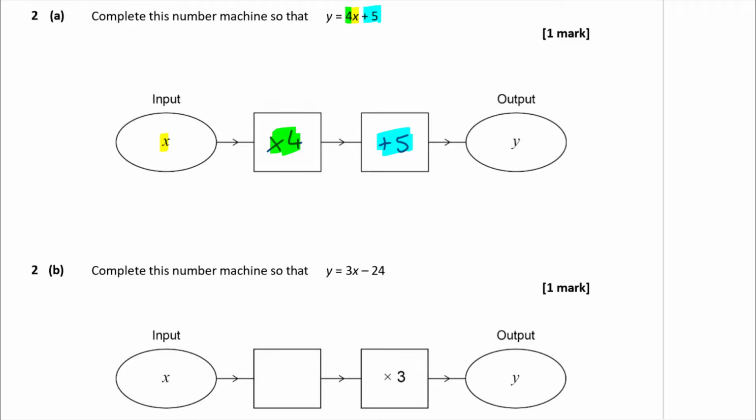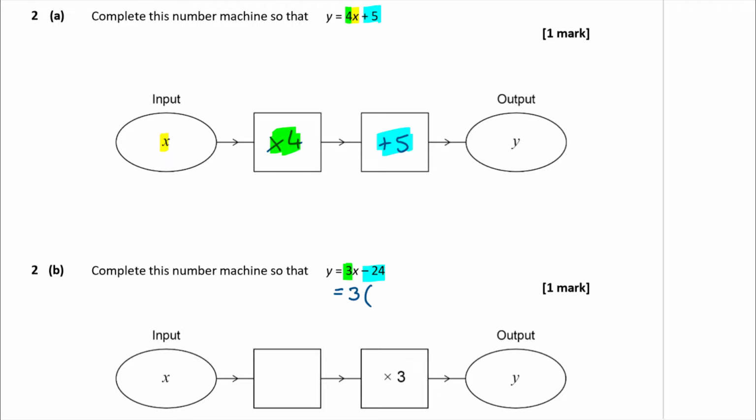Part 2 says complete this number machine so that y equals 3x minus 24. Now at the moment they've put the 3 there, haven't they, at the end? When normally if I wanted to do y equals 3x minus 24, I'd have to do the same thing, wouldn't I? I'd have to times by 3 first and then subtract the 24. But seeing the minus 24 box is already occupied, I'm going to have to do it a slightly different way. I think what I can do here is I can just factorize the 3 out first.